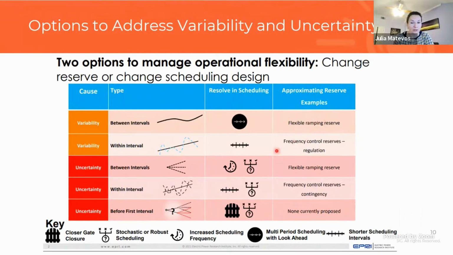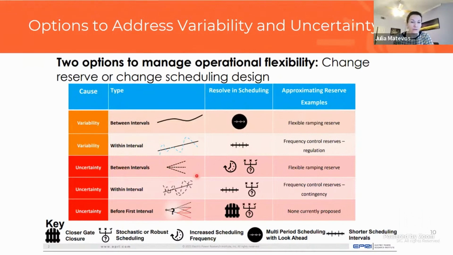If you have variability within interval, then by having shorter scheduling intervals, you can reduce that variability, because if you redispatch your remaining generation more often, then you can address variability just through market dispatch. But on the other hand, you can also have frequency control, or it's called regulation here in the US, reserves. And so these reserves are specifically meant to address the short-term variability within scheduling intervals.